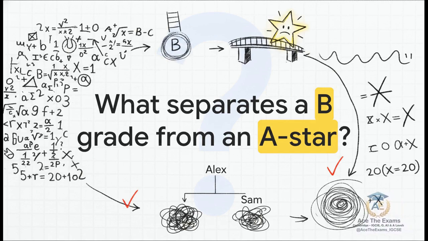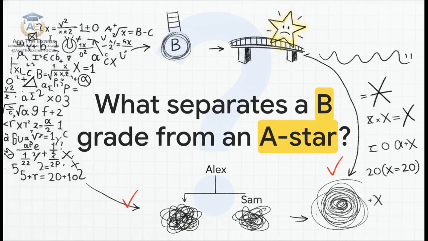Then, on the other hand, we have Sam. Sam is fast. Sam sees the equation, completely rushes past the command words, starts calculating wildly, and entirely misses the actual underlying requirements of the question. Both of these students are going to walk out of that exam hall feeling super confident, and both are going to be incredibly unpleasantly surprised when they get their papers back covered in red pen marks.